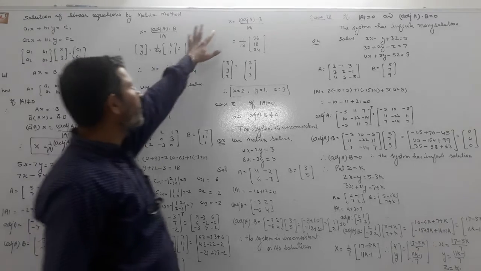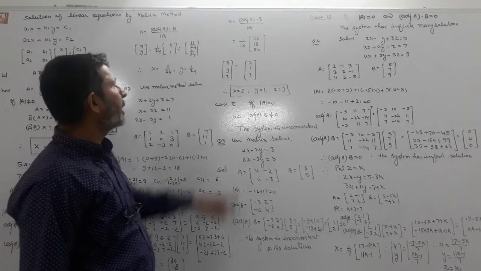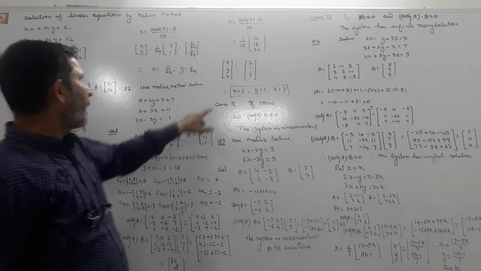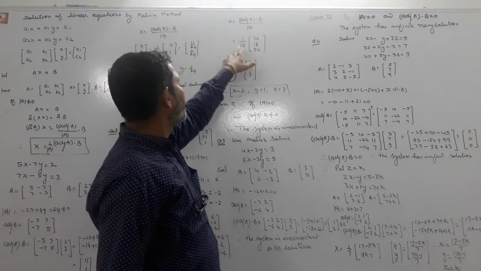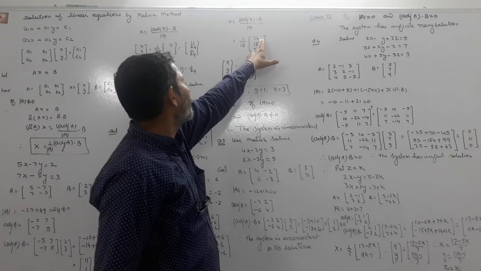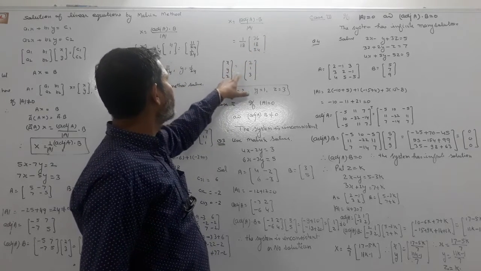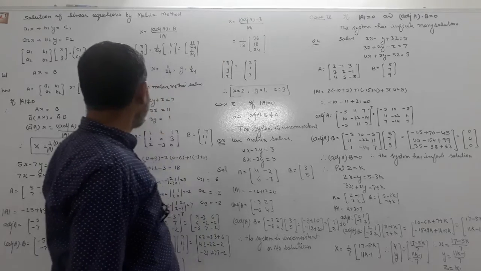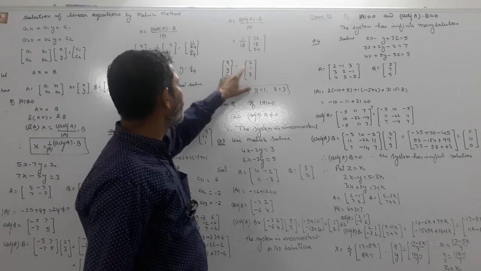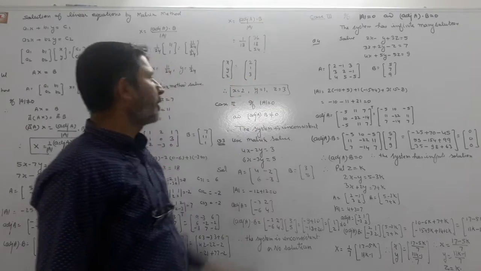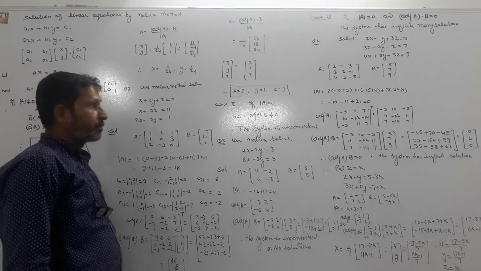Then again, by using the formula, X equals adjoint of A into B divided by its determinant. The determinant is 18 and adjoint of A into B is this: 36, 18 and 54. Divide by 18: 36 upon 18, 18 upon 18 and 54 upon 18. That is X. X is the matrix of the variables x, y, z, which equals 2, 1, 3. Therefore x equals 2, y equals 1 and z equals 3. This is the solution of the equations.